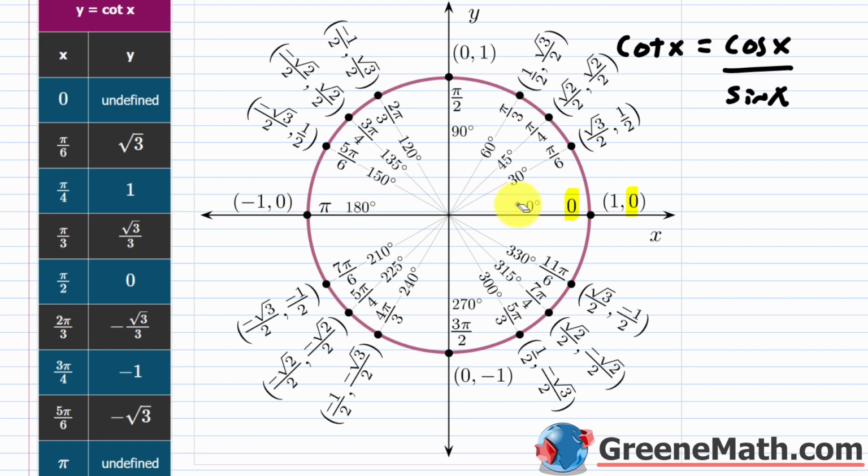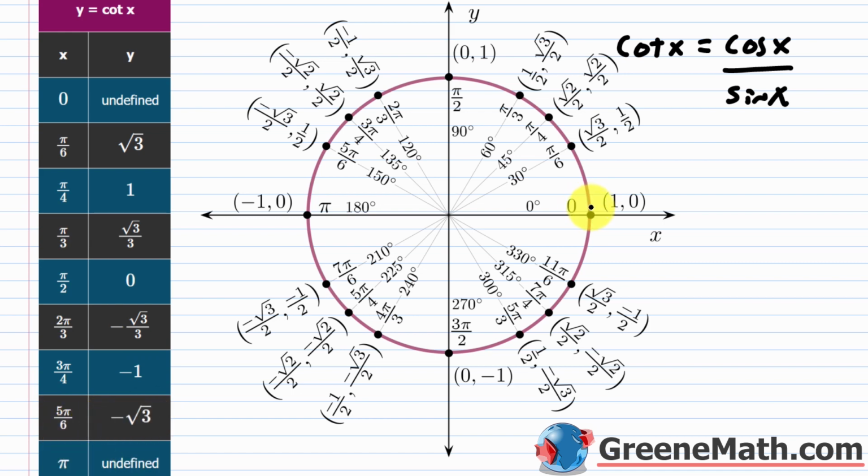Now I have a few basic points here, just like we saw before. So we have at 0, this guy's undefined, again, because your sine value is 0. Then at pi over 6, you're going to get square root of 3. At pi over 4, you're going to get 1. At pi over 3, you're going to get square root of 3 over 3. At pi over 2, you're going to get 0. At 2 pi over 3, you're going to get negative square root of 3 over 3. At 3 pi over 4, you're going to get negative 1. At 5 pi over 6, you're going to get negative square root of 3. And then at pi, you're going to get undefined.